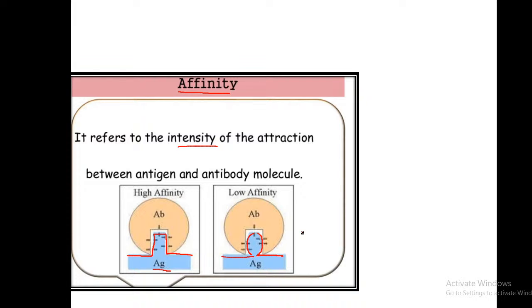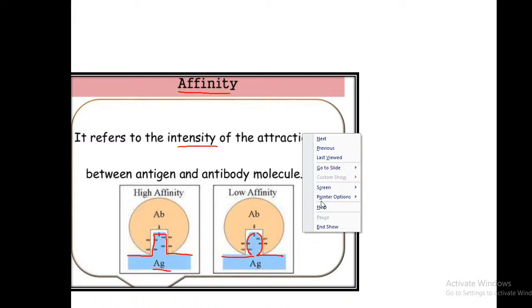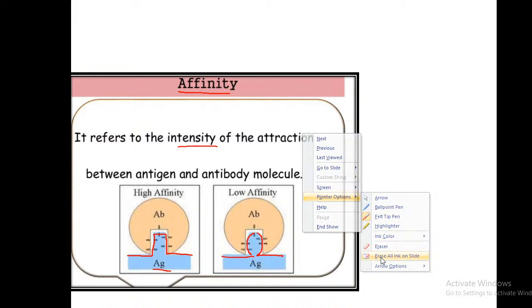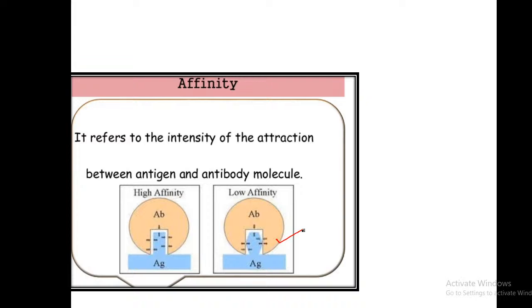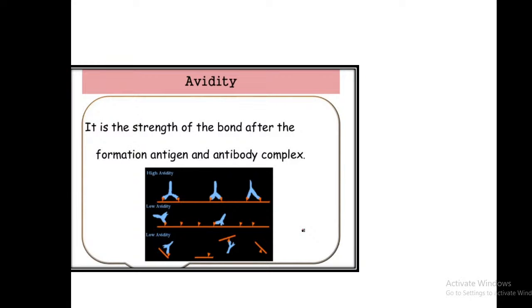I'll just once more highlight it. You can have a look at this. So less interaction means, here in this picture the interaction is less. Affinity means intensity of attraction. Now avidity. Avidity means strength of bond. How far they come close, how strongly the bond is kept. That is known as avidity.